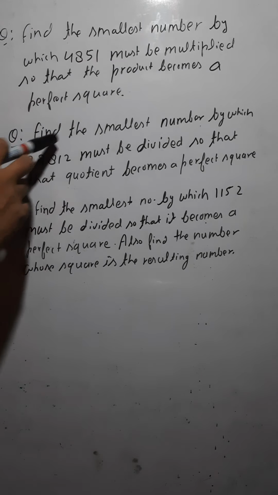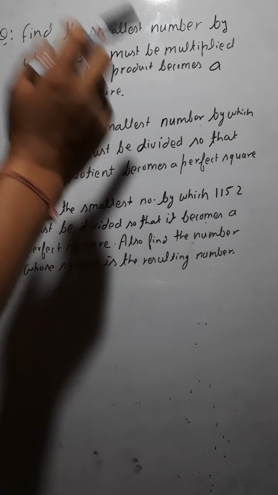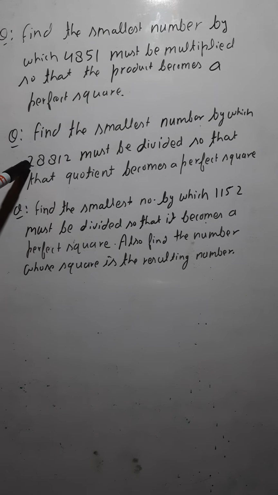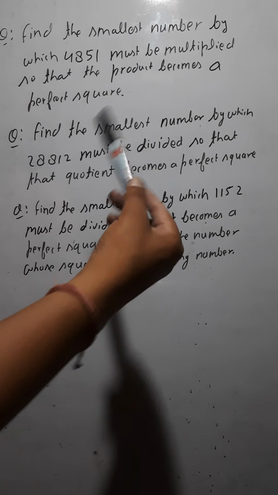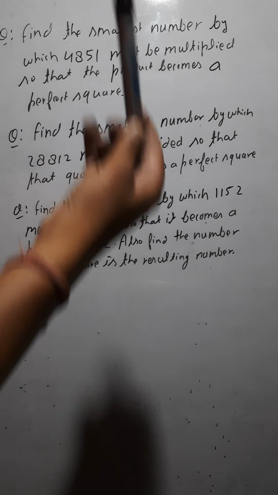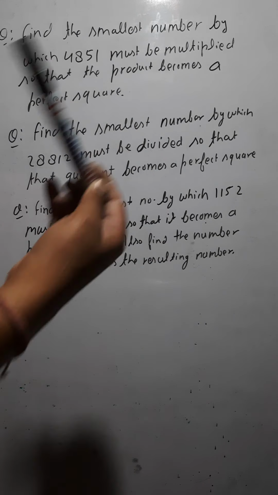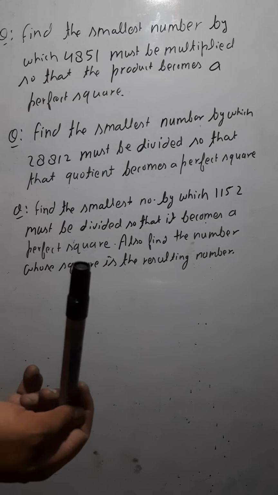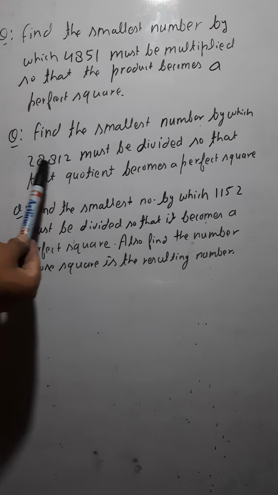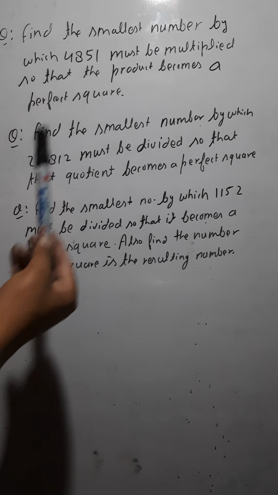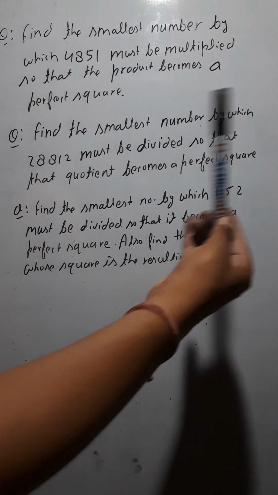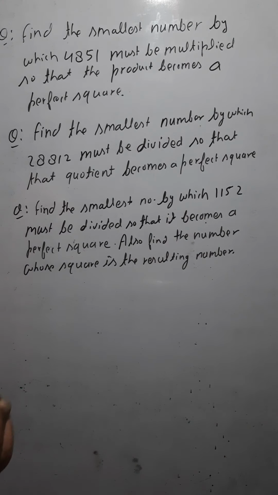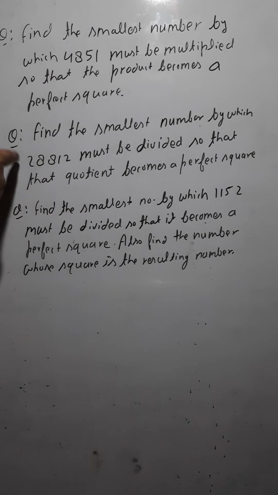Similarly, this one: find the smallest number by which this must be divided. Again, find the prime factors. Now make the pairs, then the number which does not have its pair, divide by that number. So eliminate it. First we find the prime factors and make the pairs, and the number which does not have its pair, we eliminate it. How would you eliminate? By dividing by the same number. Are you getting it or not? Already we have discussed. Try to solve this also on your own.